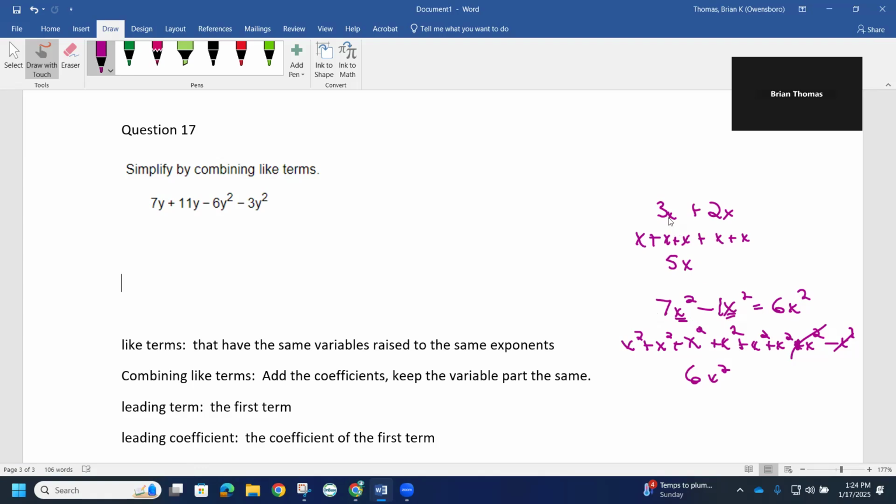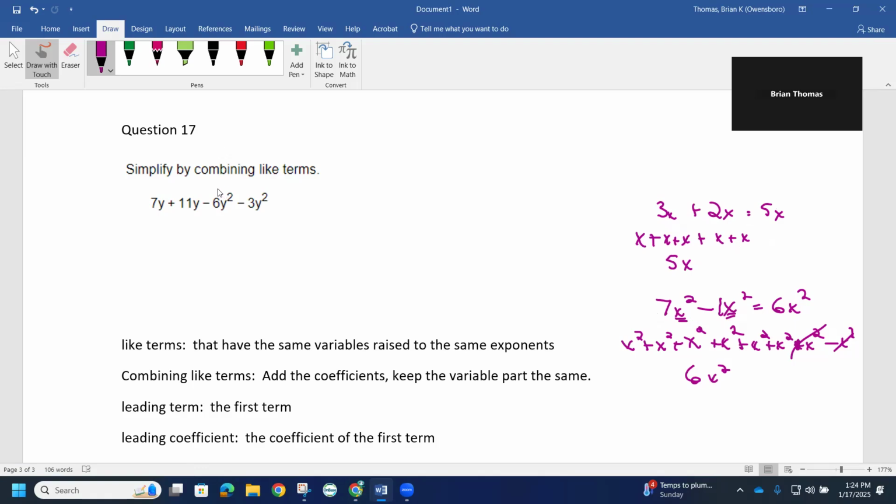So notice like up here, we had like terms. Again, I could just add the 3 plus 2, get the 5, and then stick the x on the end and say 5x. Notice how we can't put 3x plus 2x in the calculator, but we could put 3 plus 2 in the calculator, and just remember to stick the x back in.